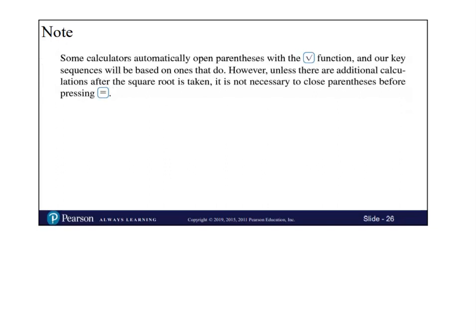Some calculators automatically open parentheses with the square root, so when you type it in, it's going to bring up a parenthesis already, and our key sequences will be based on ones that do. If you have the TI-84, that's what it's going to do. However, unless there are additional calculations after the square root is taken, it's not necessary to close those parentheses before pressing equals. So if you're just trying to calculate the square root of 9, the calculator will automatically bring up a parenthesis when you hit square root. If you don't have anything else, you could just type in equals.